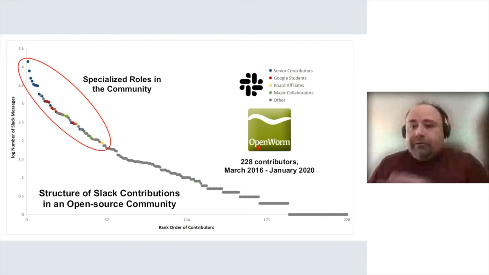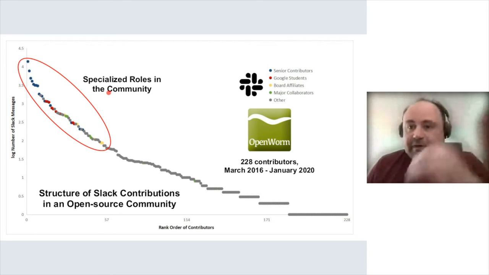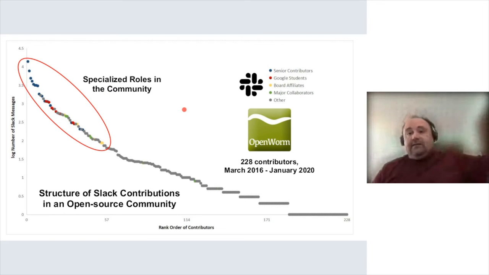And we have specialized roles in the Open Worm Foundation. We have senior contributors who tend to lead the projects, Google Summer of Code students, a board of directors, and major collaborators from academia, more traditional academic labs and the like. If you look at who's contributing, and this is by the number of Slack messages, so this is an imperfect measure, you'll see that all of your specialized roles exist up in this part of the distribution. The tail is almost exclusively made up of other types of contributors, and these maybe are more casual contributors.